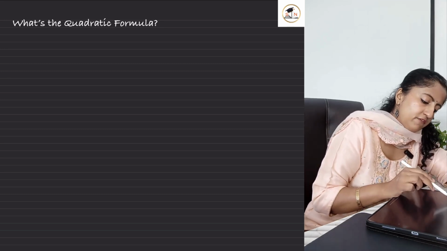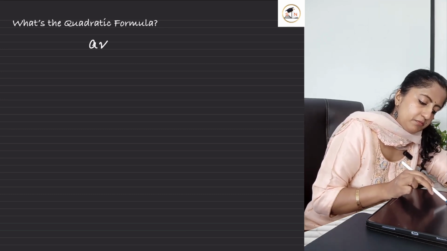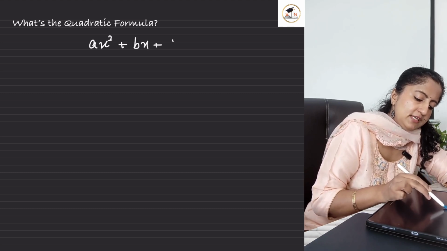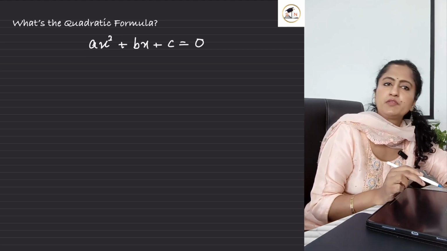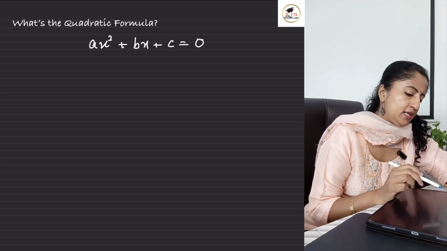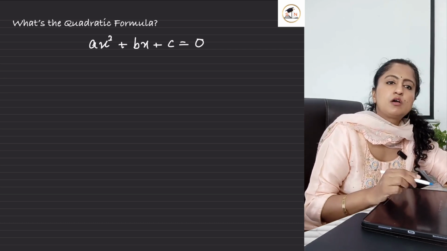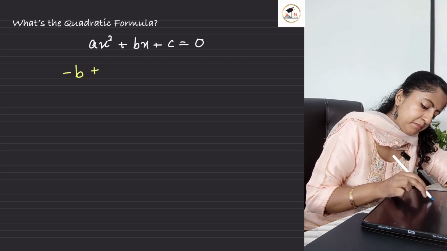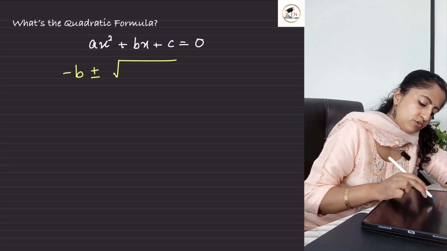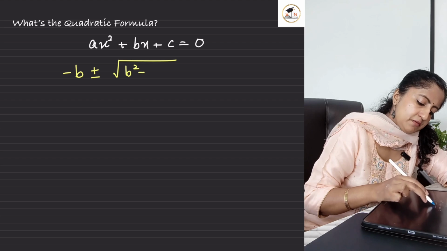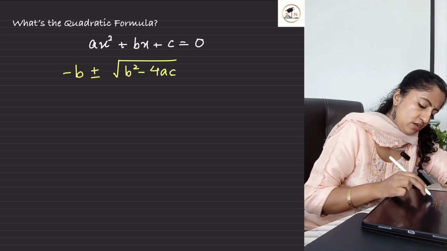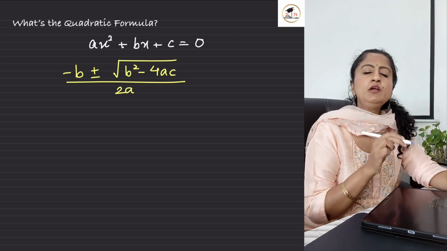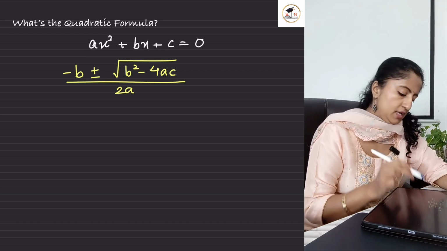First of all, we will write our standard form: ax square plus bx plus c equals 0. This is the standard form. Now, the quadratic formula is x equals minus b plus minus square root of b square minus 4ac, whole divided by 2a. Do remember this formula by heart.